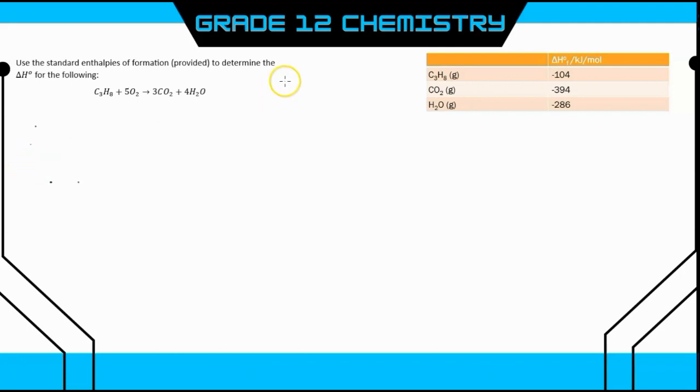All right, for this question, we have to use the standard enthalpies of formation, which I've included over here in this table, to determine the enthalpy change for this reaction. So what we have to do to figure out the enthalpy change for this reaction, we need to take the sum of all the enthalpies of formation for the products and then subtract the sum of all the enthalpies of formation for the reactants.